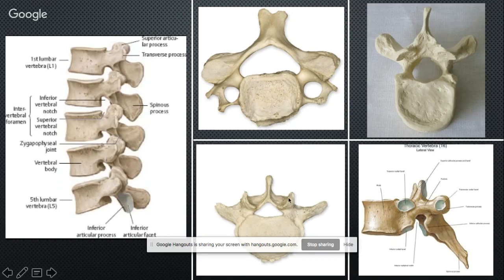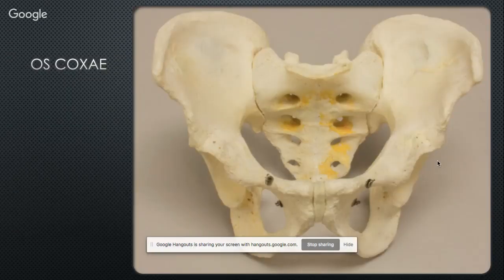So right here, these are the same as this. It's the superior articular process. I noticed those were tricky for a couple people. I think that's about it for all of the structures for the vertebrae. So we'll move forward then.